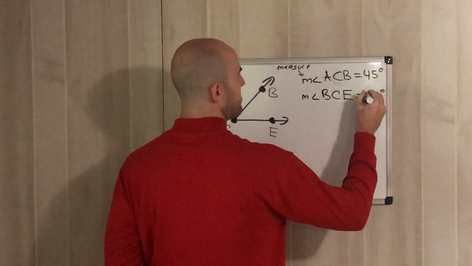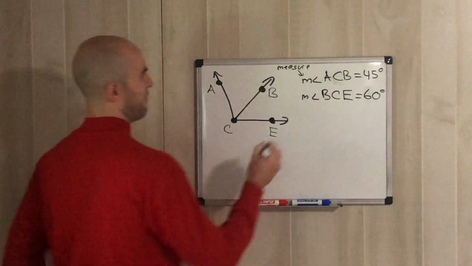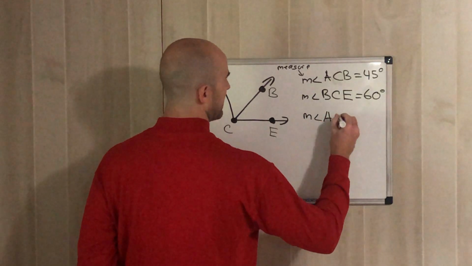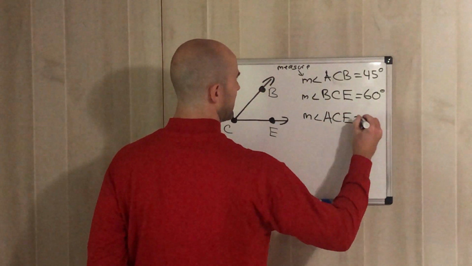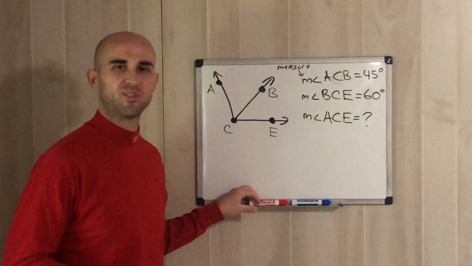The measure of angle BCE is going to end up being 60 degrees, right? What I want you to find is the measure of angle ACE. That's the angle that I want you to find, right? And it has to do with what we did last week during the lesson.